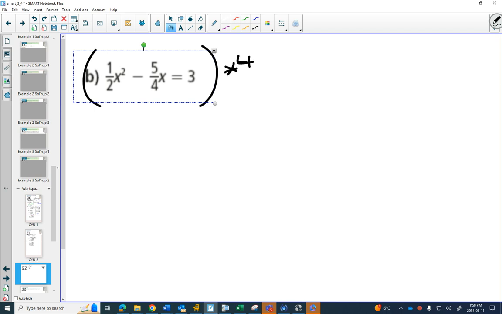4 times a half, that's 2. 4 times this, that'll just get rid of the 4, you get minus 5 equals, and 4 times 3, 12. No more fractions. So I really like fractions, but why make my life extra tedious? Let's get rid of the fractions.